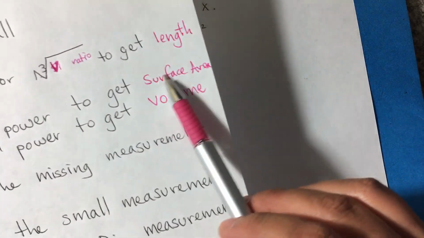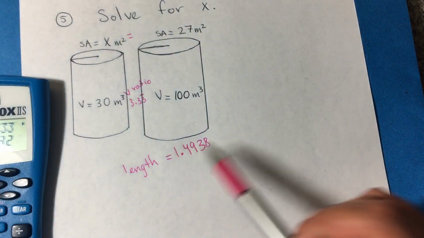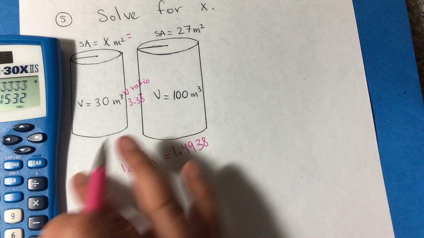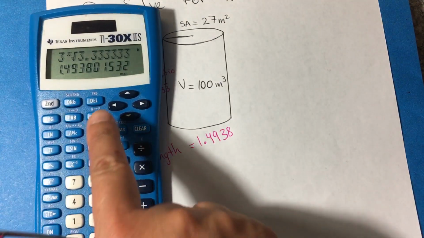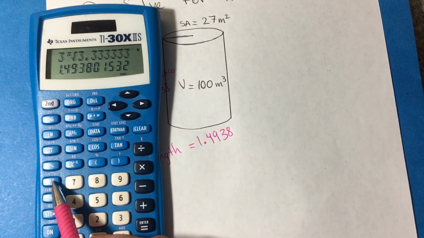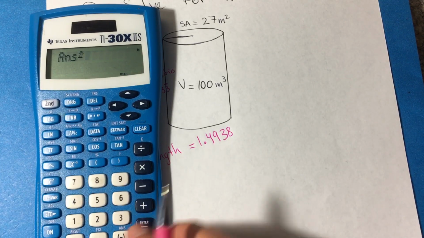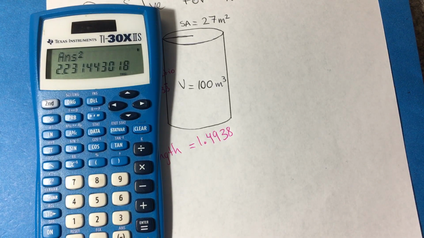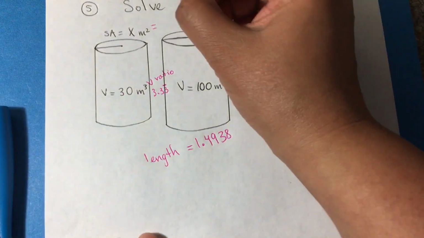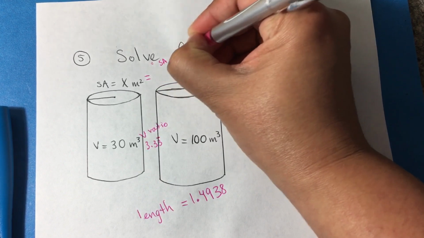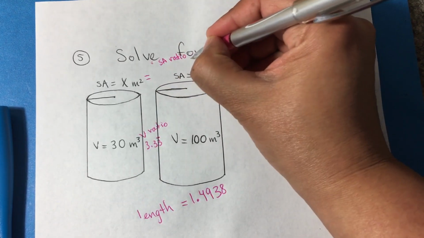We're looking for surface area, so we need to raise that to the second power. So in here, all you have to do is square it. Oh, so that's the answer. The x to the second power is just squaring it. Answer squared equals 2.2314. So the surface area ratio is 2.2314.